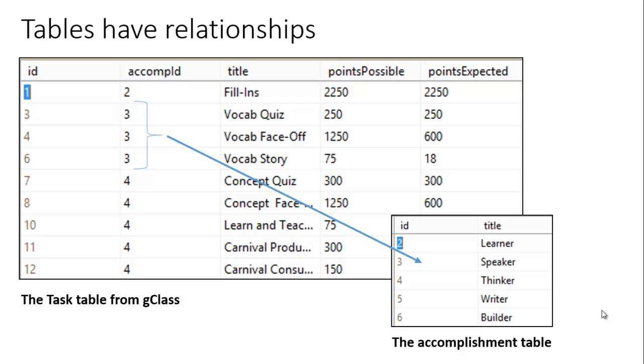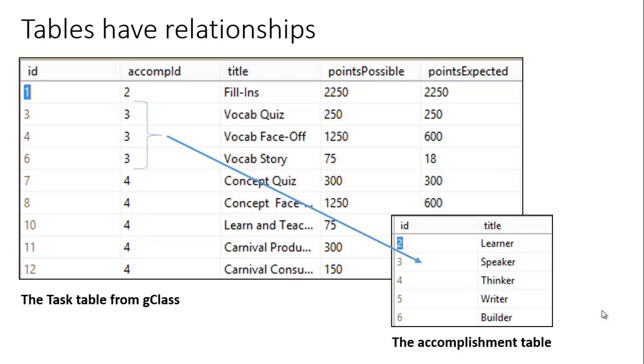So you can see here a relationship between the task table in G-Class and the accomplishment table in G-Class. Each task, and that's in the first table, each task has an ID, a title, points possible, and points expected. But it also has an accomplishment ID. And notice the accomplishment ID of those vocab quiz, vocab face-off, and vocab story. They're all speakers, whereas fill-ins are all learners, and concept quiz is a thinker.